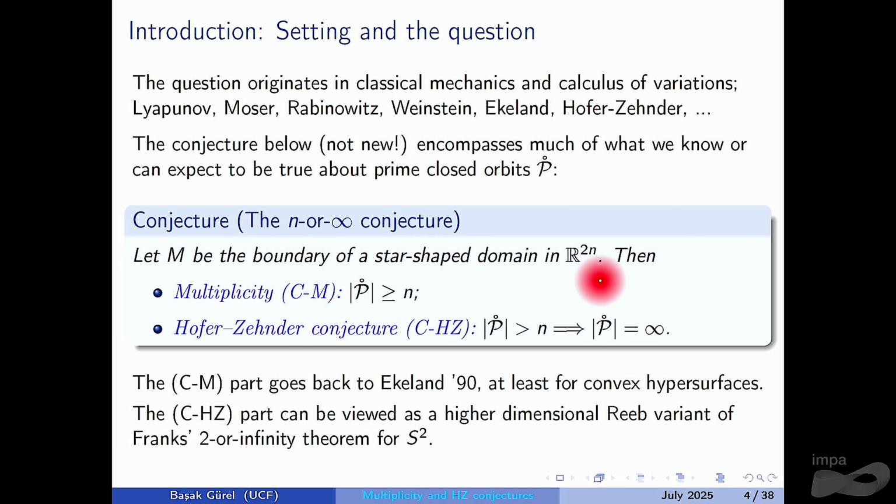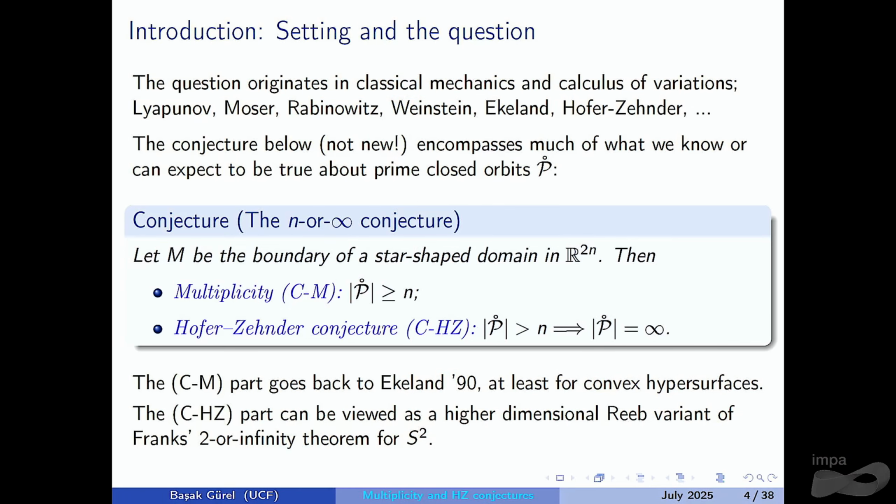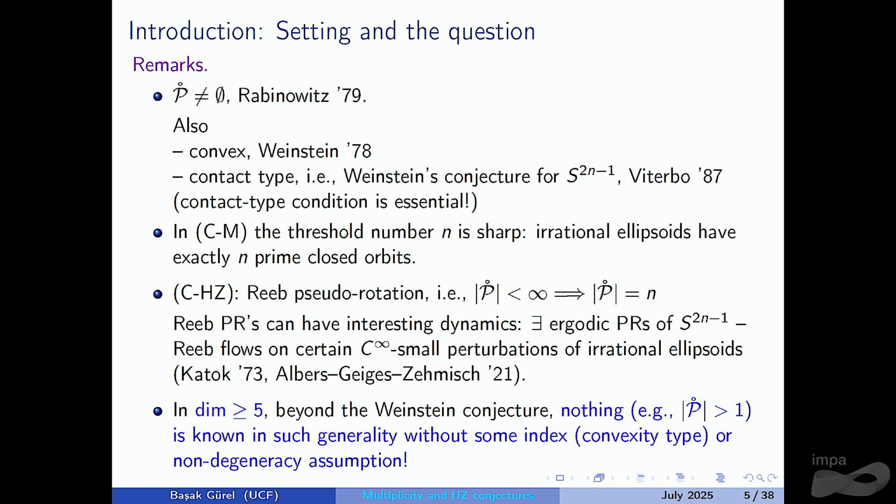The way it is stated, it's a very general statement, and we are nowhere near proving something like that with no assumptions, in dimensions greater than or equal to 5. This first part goes back to Ekeland. The second part is called the Hofer-Zehnder conjecture because one can view it as a higher dimensional Reeb variant of the well-known 2 or infinity theorem of Franks, that Vincent reminded us of yesterday.